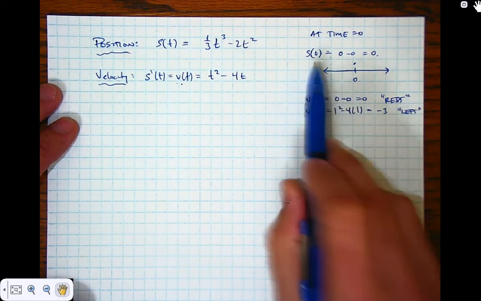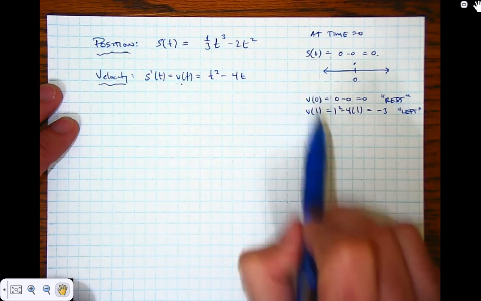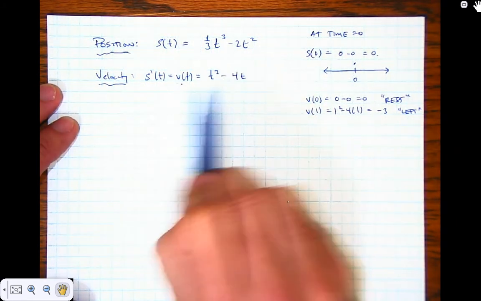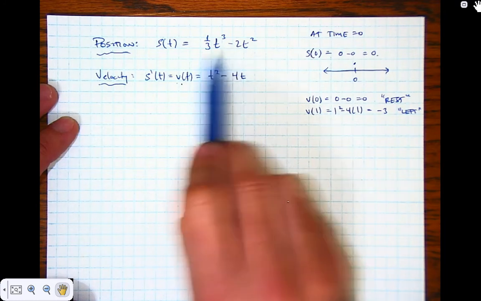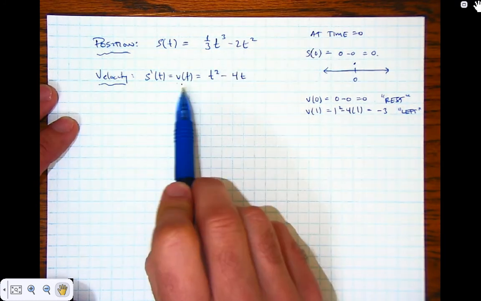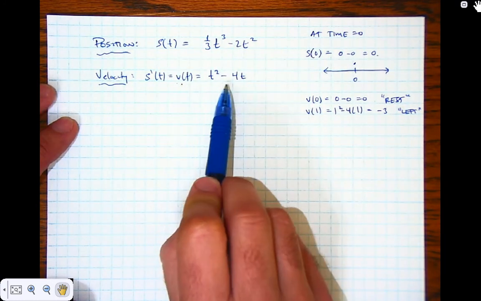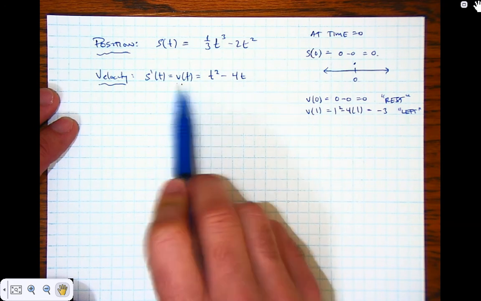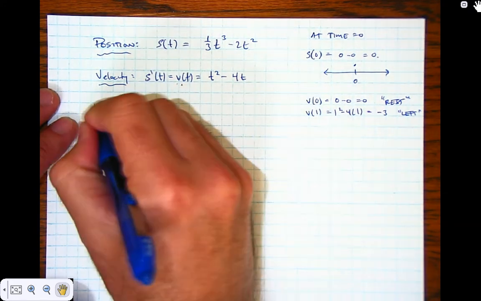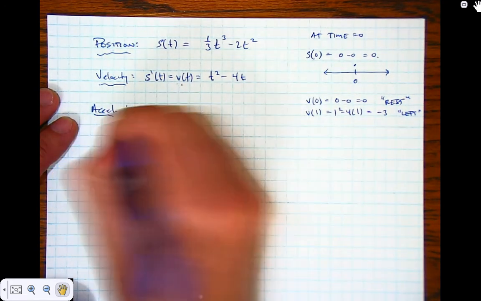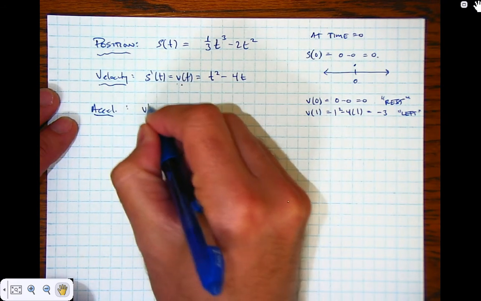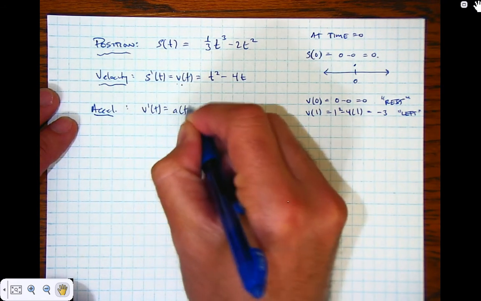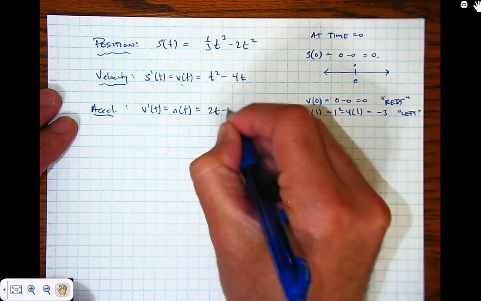Theoretically, we could go back and find the position, right? Where is it at time 1? And so all these functions are doing is telling you specific things about where the particle is at particular times. Is it moving right or left or stopped? That's all you need to know about velocity. And then we can find the acceleration by doing the exact same thing. We could take the derivative of velocity, which gives us the acceleration function, which would be 2t minus 4.